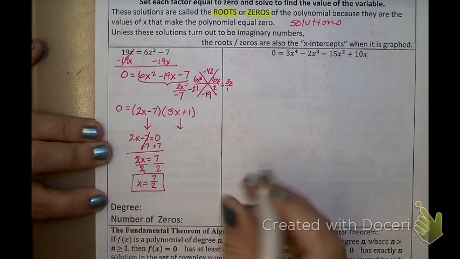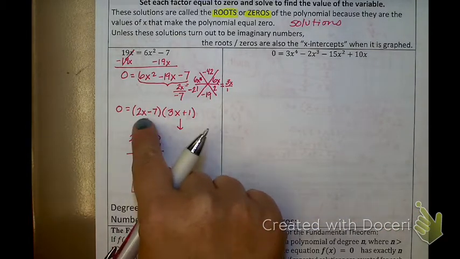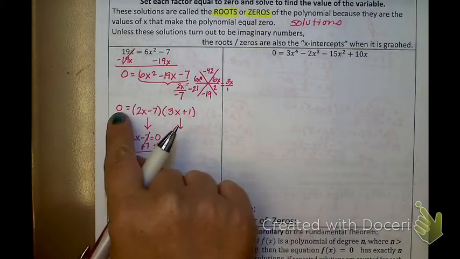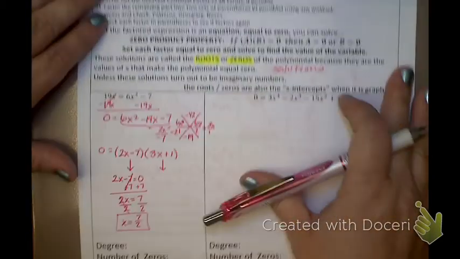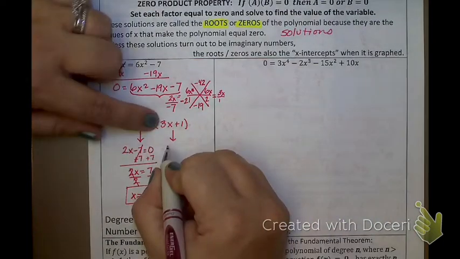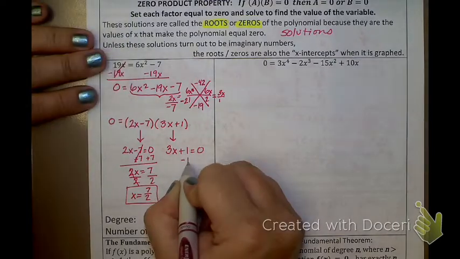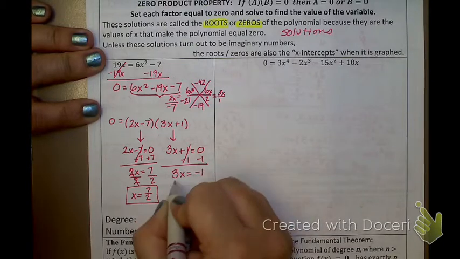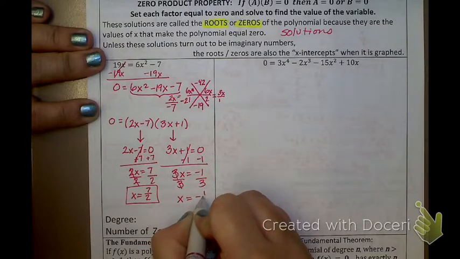What that means is if I said, oh, solve this but make x equal to 7 over 2, this parentheses would end up turning into 0. And 0 times anything gives me 0. That's what's known as the zero product property. I'm trying to figure out what's going to make them equal to 0 so that I can make this statement true. Next thing I'll do is I'll set this guy equal to 0. Subtracting 1, 3x equals negative 1. Divide by 3, and x equals negative 1/3.